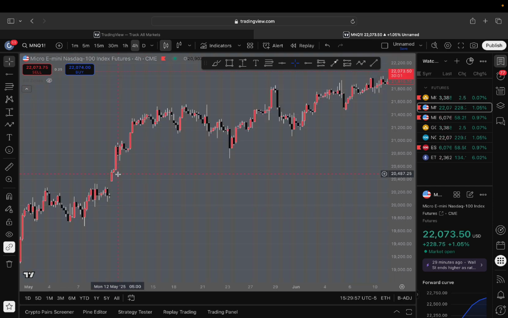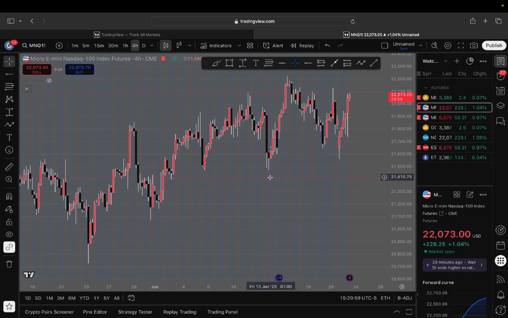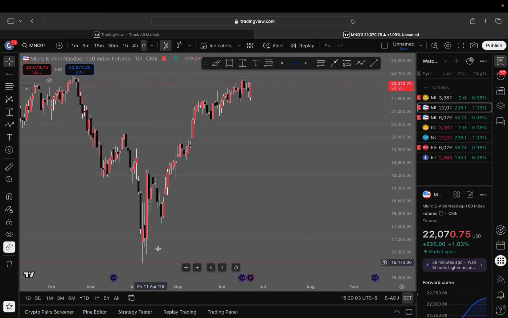So if you are going to identify the trend, you go to the daily, and as you can see, we're on an uptrend.